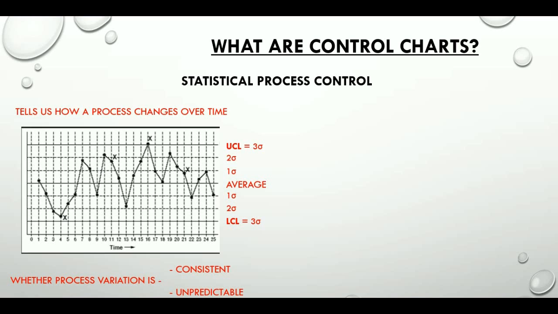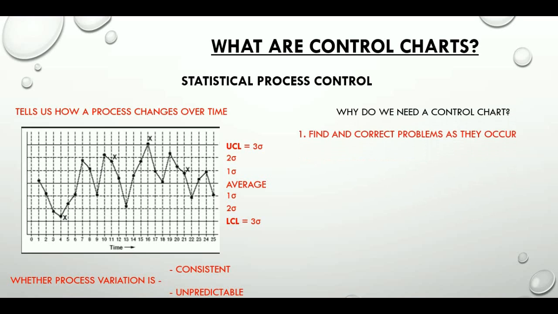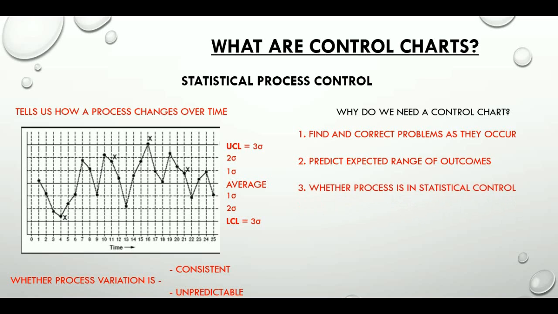If you are interested in statistics or pursuing a career in quality management, you would agree that the whole world talks about control charts. Why do we need a control chart? There are several important things that it tells us. It helps us to find and correct problems as they occur. It can help us to predict the range of outcomes. It tells us whether the process is in statistical control, and gives insight into special and common cause variation.